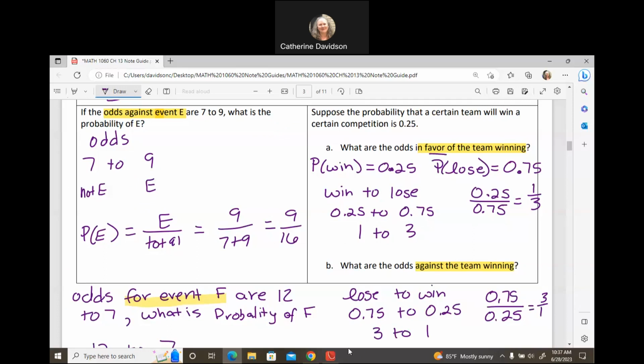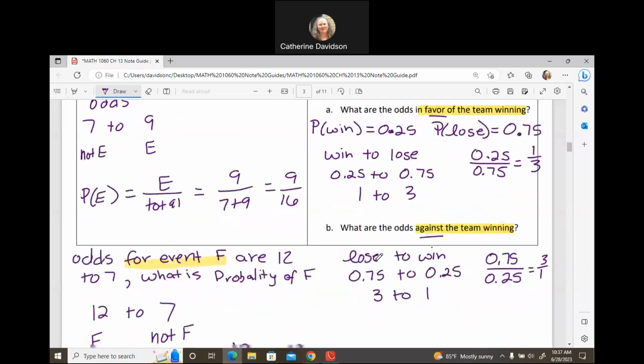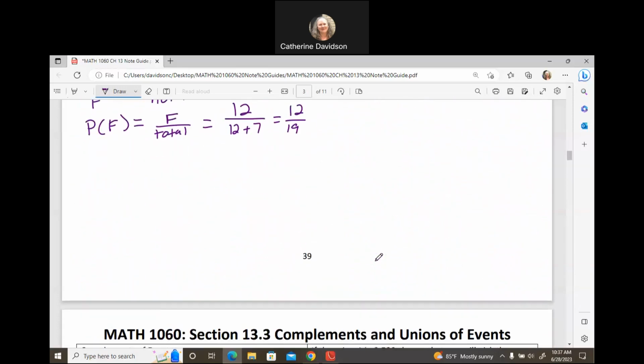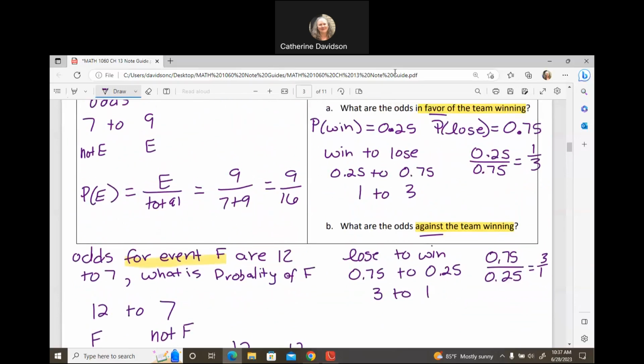So in favor or against, that is what you need to watch out for, is the wording. It's very specific. I think that's it. Yep. And that's it for section 13.2.